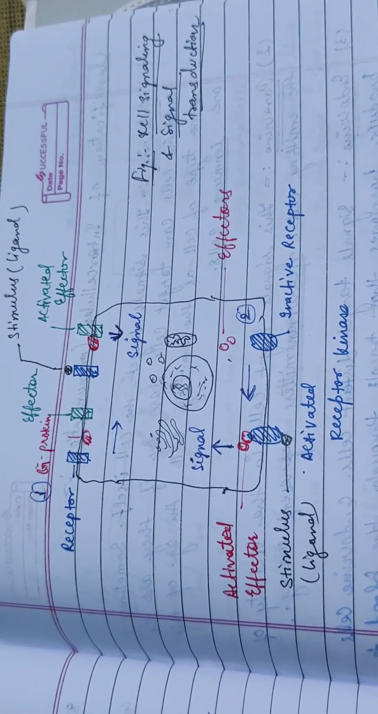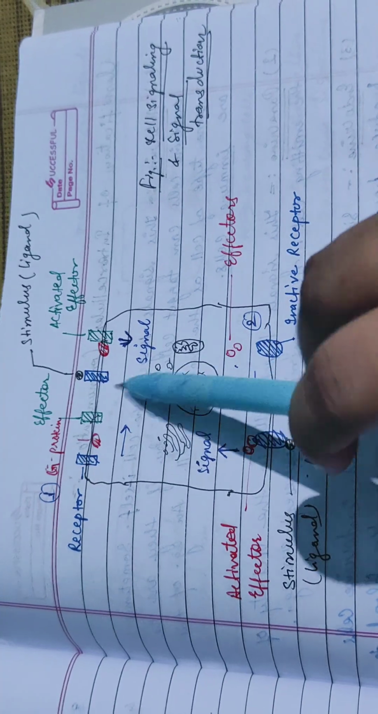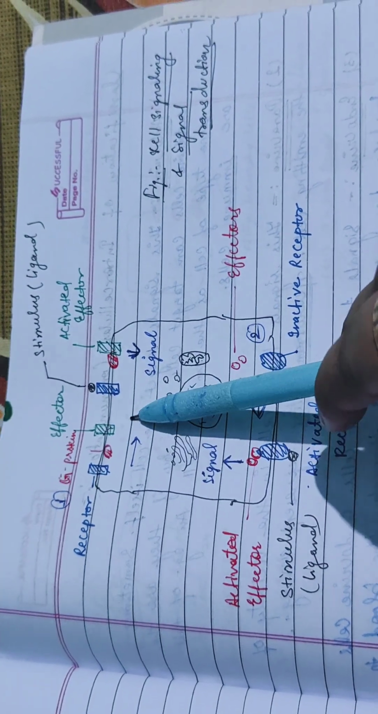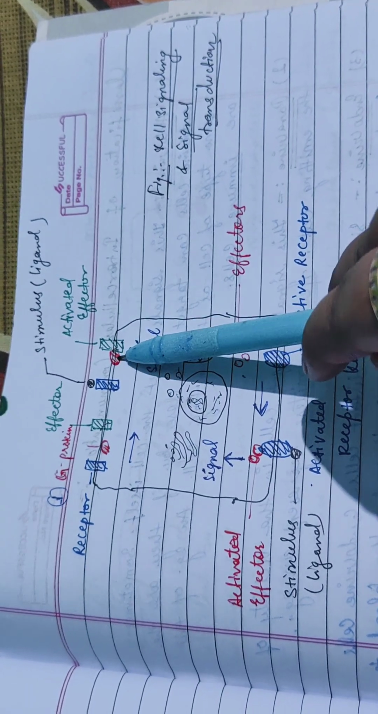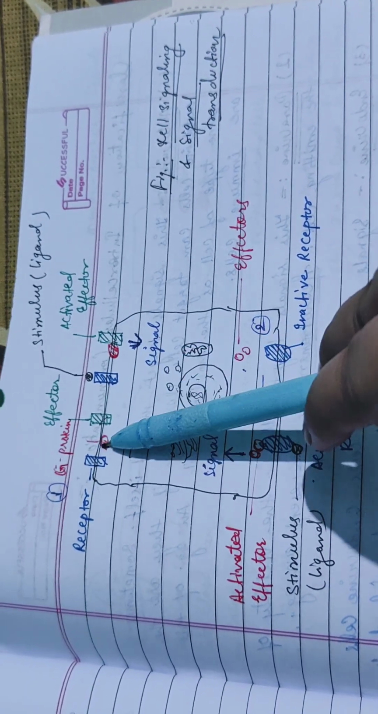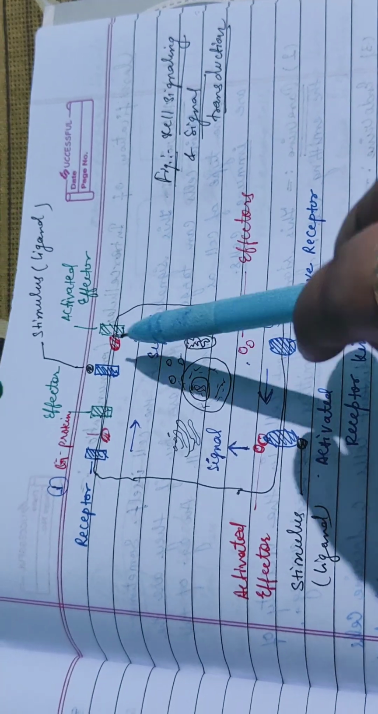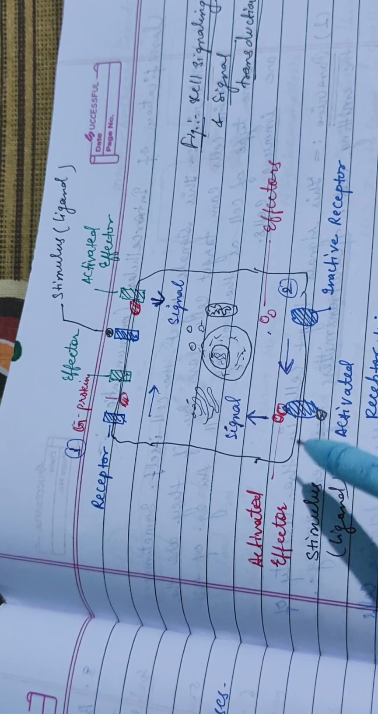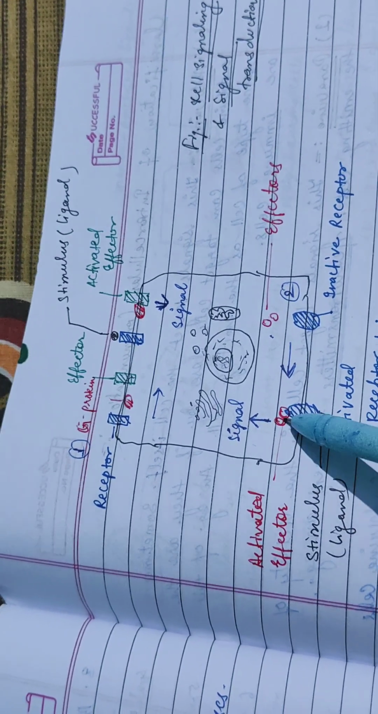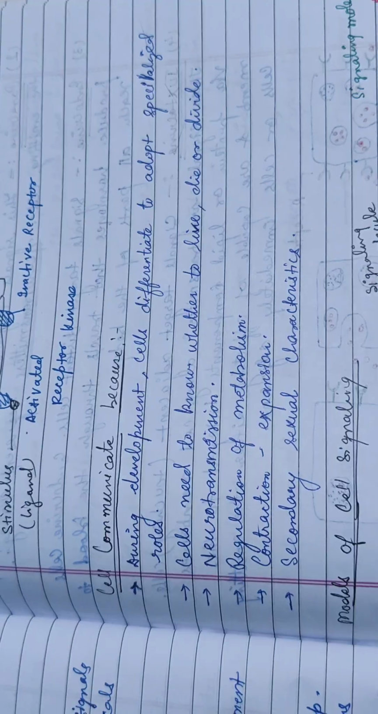Here is a figure of cell signaling and signal transduction. This is a receptor, this is a G protein, this is an effector, and this is a stimulant known as the ligand, the effector activator, which binds to the G protein. Then the signal proceeds, and the effector sends signals to the different parts of the cell.